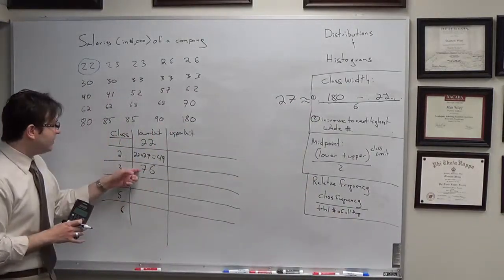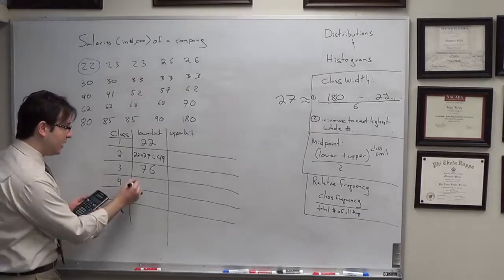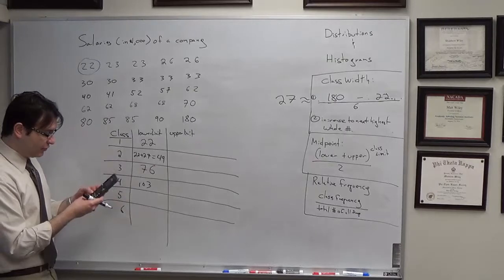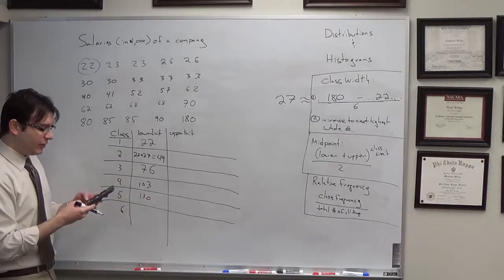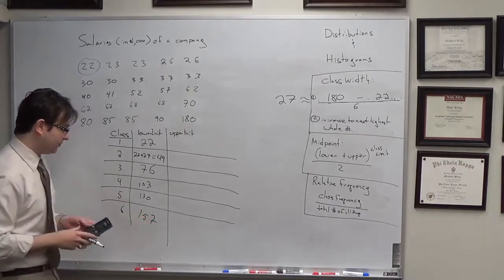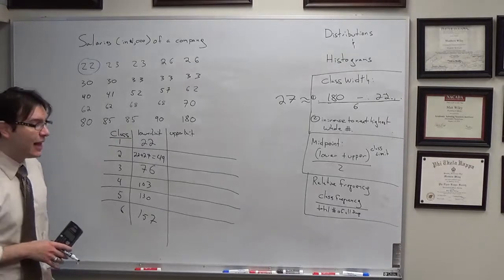My next one is going to be 76 plus another 27. Again, I just hit plus 27, and I get 103. And then I do 103 plus 27 again, and I get 130. And I do 130 plus 27 again, and I get 157. And this gives me the lower limit of my 6th class.